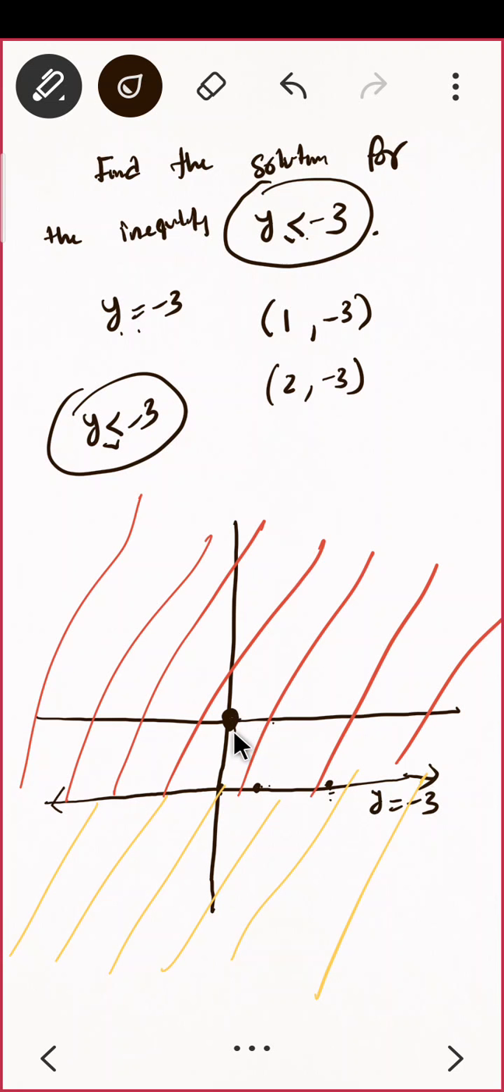So what is the coordinate for origin? That is 0, 0. If I put 0, 0 here, this will become 0 is less than or equal to minus 3. Is this true? Is this true? 0 is less than or equal to minus 3. Is this true?